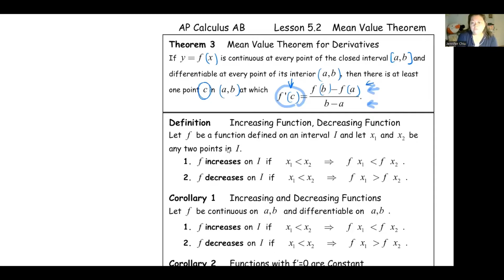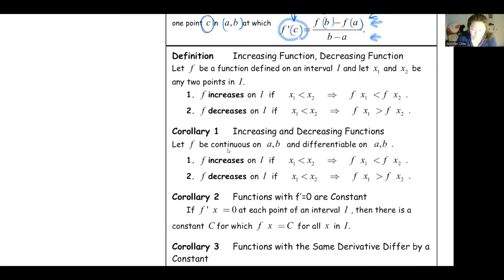There are two mean value theorems. You shorten it to MVT, right? The first one here is for derivatives, and then in the later chapters there's another mean value theorem for a different idea. Okay, and then take some time to read through this.